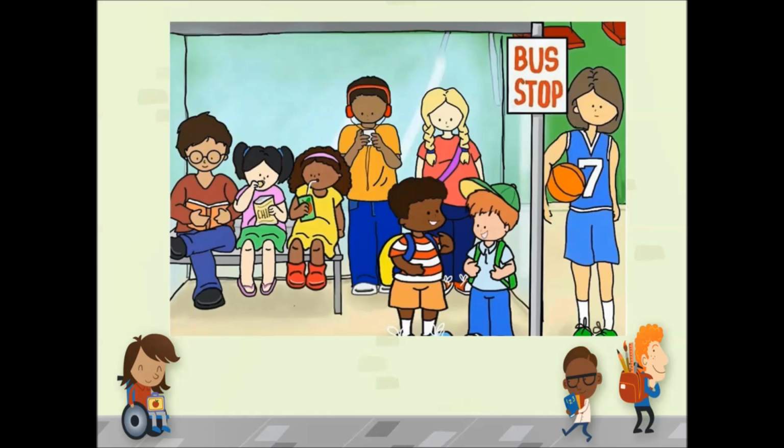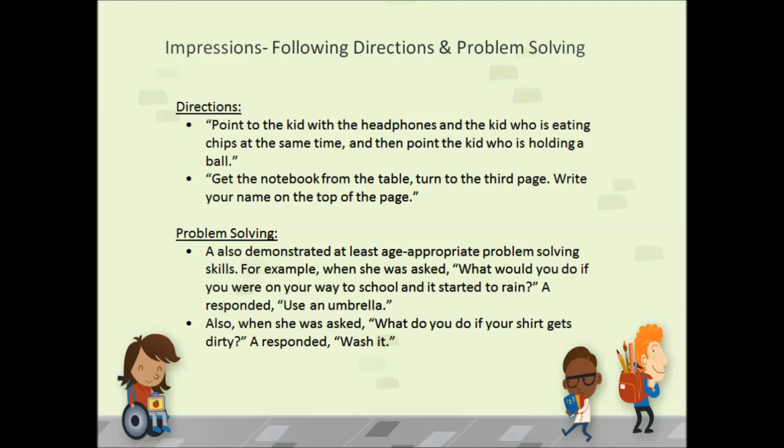And we did this for following directions, but also we had a book. We told her, can you get a book, turn to the third page and write your name. So tasks don't have to be just in a picture and pointing. They can be around the room too. And we looked at 2 to 3 step following direction commands, like point to the boy with the headphones, ask Gary, point to the girl who's drinking the juice, and she was able to follow a variety of directions.